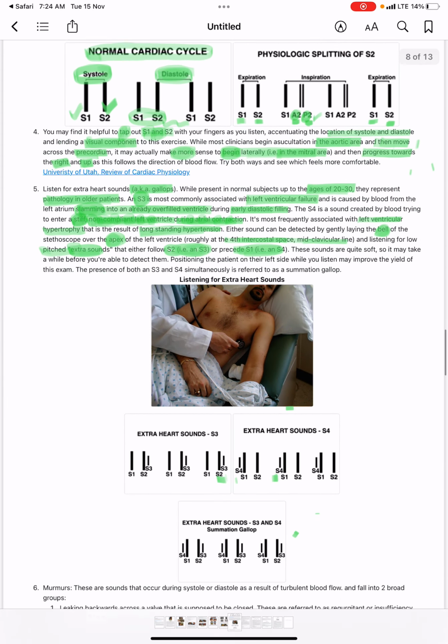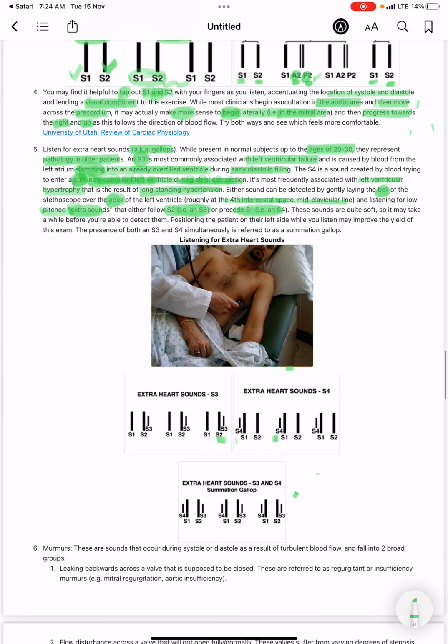So that is about the sounds. These sounds are quite soft, so it may take a while before you're able to detect them. Positioning the patient on their left side while you listen may improve the yield of this exam.